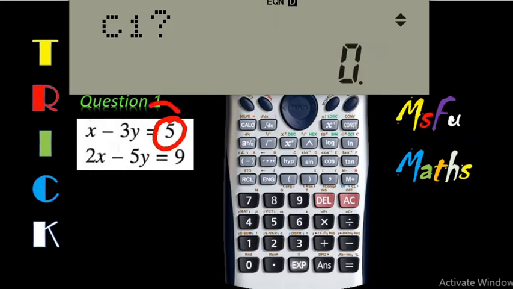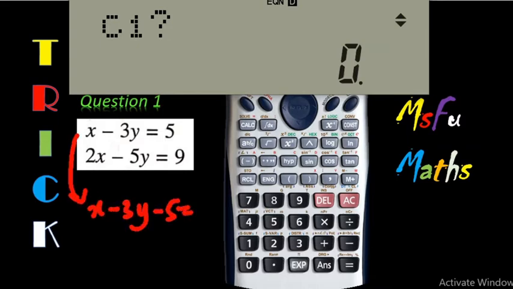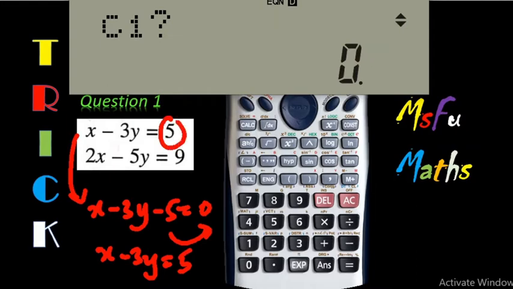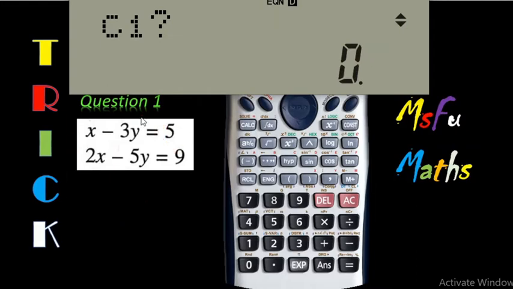Make sure your C1 is on the right side, which means it must be on the right hand side of the equation. For example, if you have x minus 3y minus 5 equals 0, make sure you bring this to the right side first, so x minus 3y equals 5. Please arrange your equations first. So your C1, as we can read here, is 5. We press 5 and then press equals.